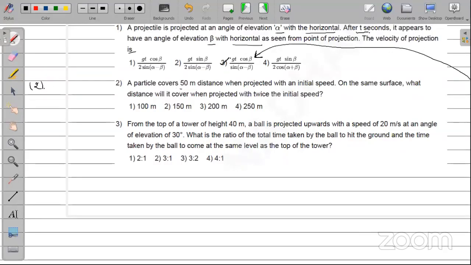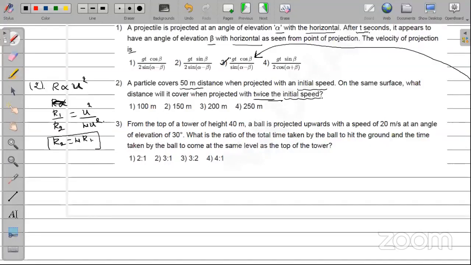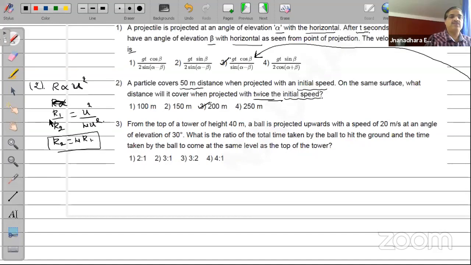Question 2: a particle covers 50 meter distance when projected with an initial speed. On the same surface, what distance will it cover when projected with twice the initial speed? Very interesting. What is range proportional to? Range is proportional to u square, isn't it? So if I double this velocity, R1 by R2 will be equal to u square by 4u square, and therefore R2 will be equal to 4 times R1. R1 is given to be 50 meters, so 4 into 50 will be 200 meters. Option 3 for this question.